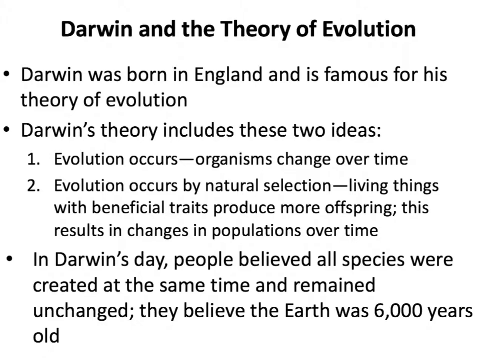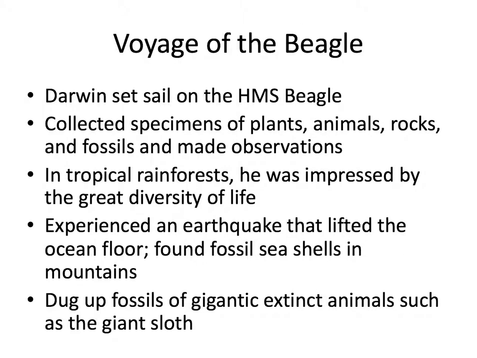over time. In Darwin's day, people believed that all species were created at once, at the same time, and they remained unchanged. They also believed that the Earth was really young. It was only 6,000 years old. So Darwin's ideas were in sharp contrast to the current ideas of the time.